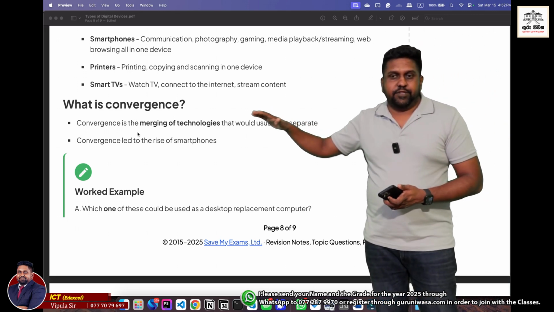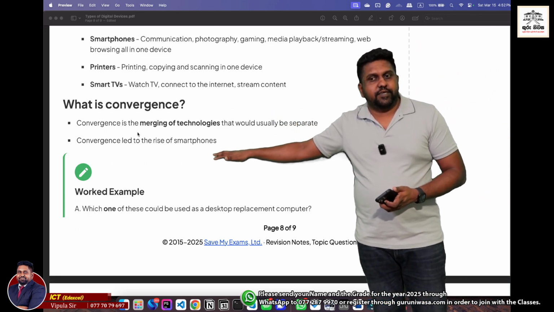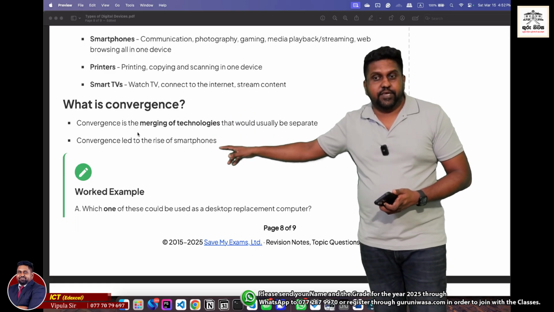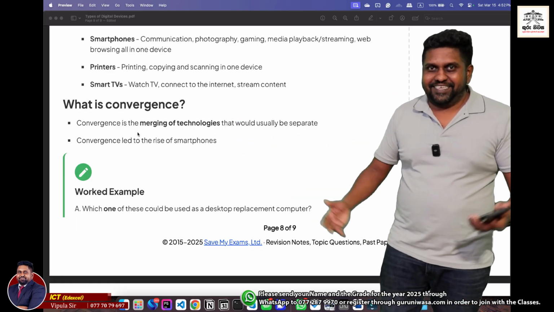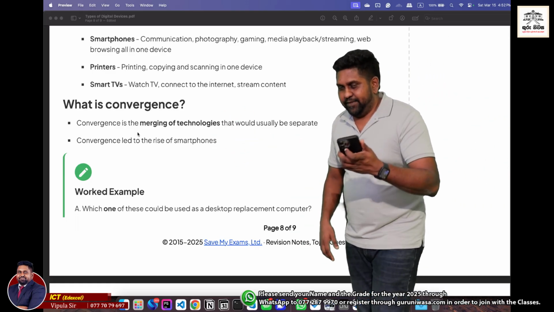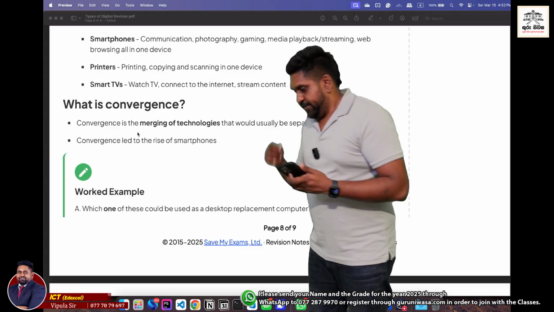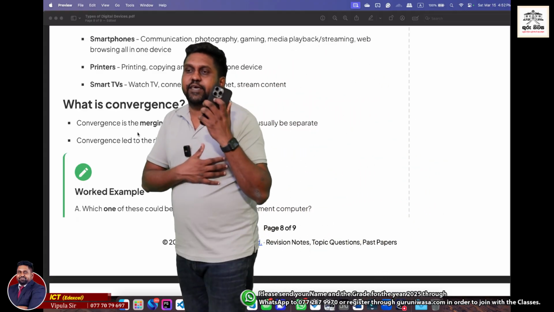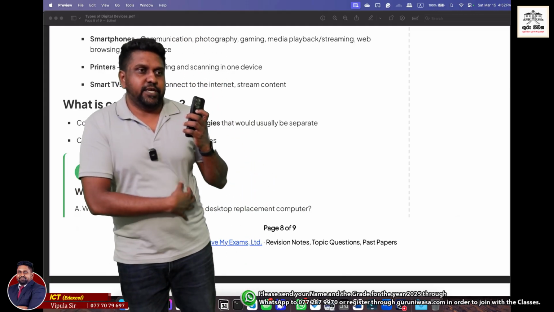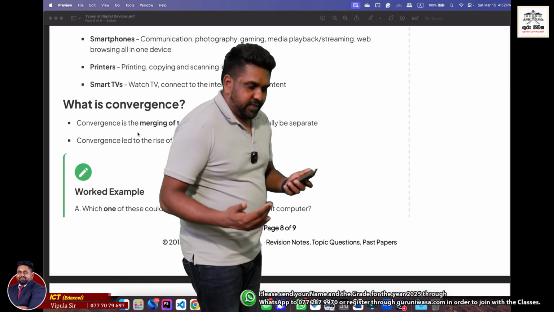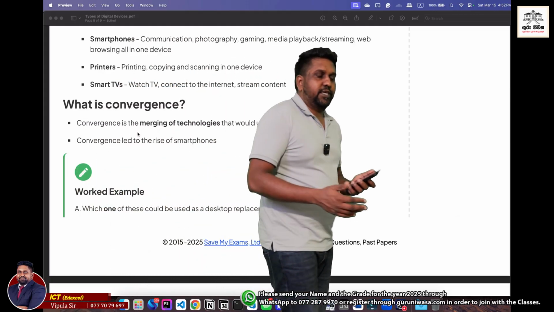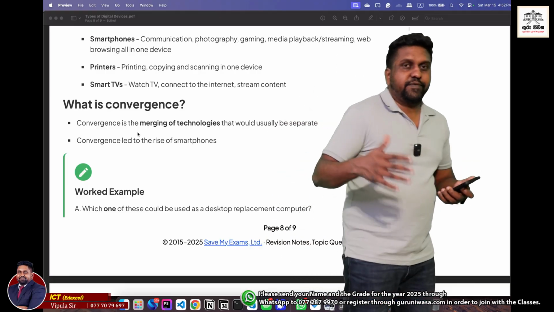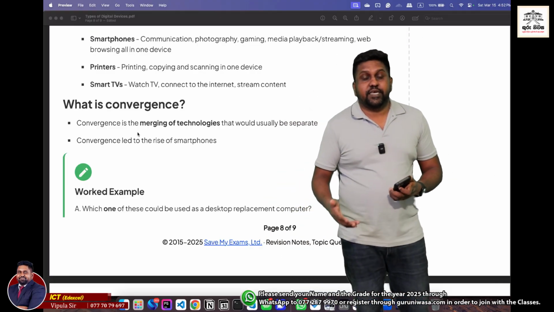Obviously, technology convergence led to the rise of smartphones. Yes, we know that. And we had this question in the paper where it showed a smartwatch and asked what the features of a smartwatch are, or what features were introduced because of this technology convergence.